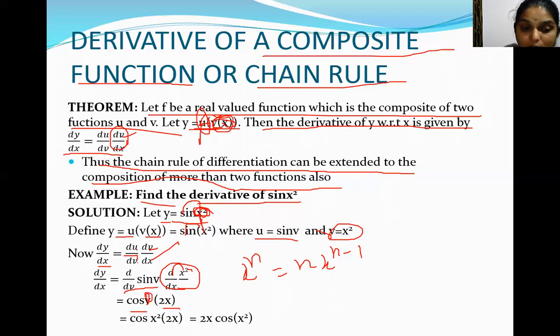Now you will get back to the value of phi. What is our phi? We have just called it x square. So what is the derivative of sine x square? Cos of x square into 2x. It is 2x into cos of x square.